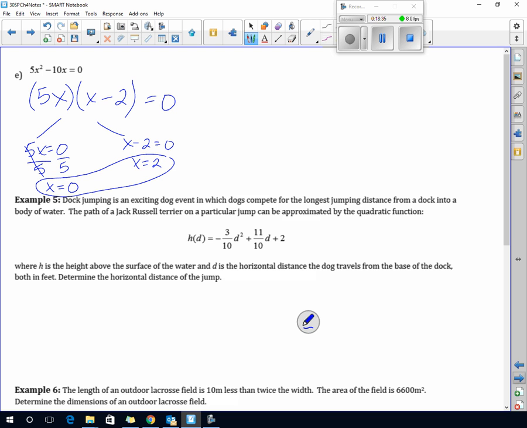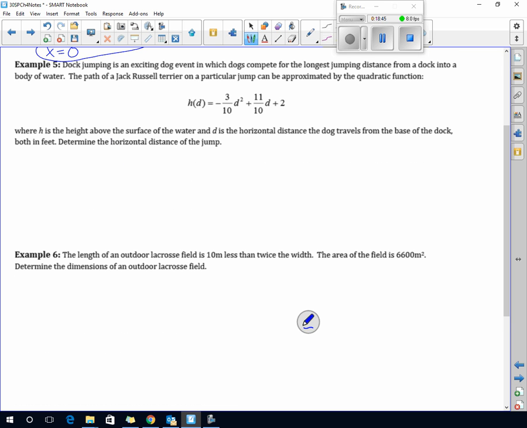Anyways, dock jumping is an exciting dog event in which dogs compete for the longest jumping distance from a dock into a body of water. I guess so. I got this from somewhere. The path of a Jack Russell Terrier on a particular jump can be approximated by the following quadratic formula, where h is the height and d is the horizontal distance from the base of the dock.